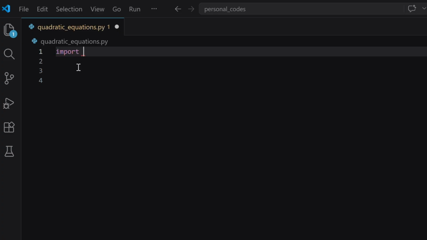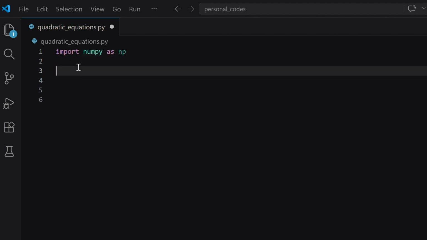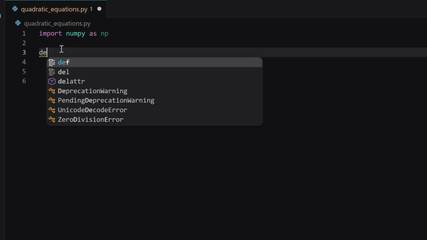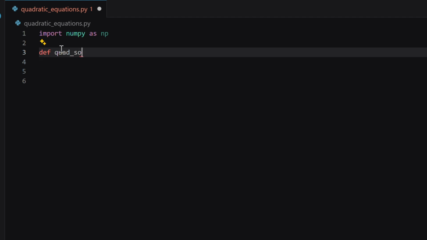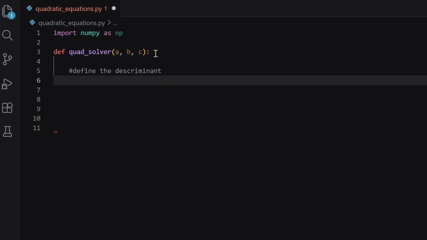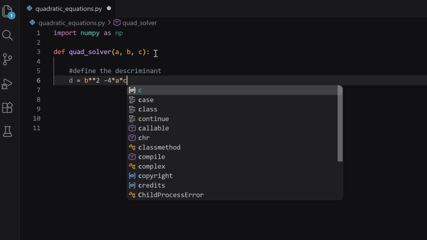So we first have to import numpy as np. Then we're going to define a quadratic solver function whose inputs are a, b, and c. So we're going to define quad solver, and its inputs are going to be a, b, and c. In our next step, we are going to define the discriminant. So we are going to say d is equal to b squared minus 4 times a times c.